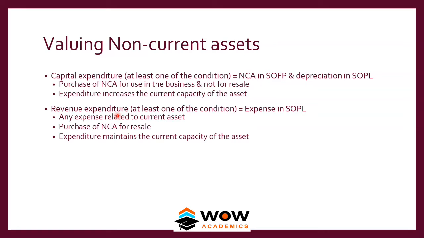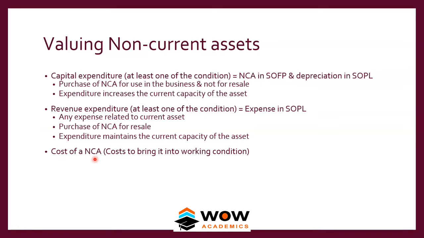Revenue expenditure. What is a revenue expenditure? Revenue expenditure is usually put as an expense in the SOPL. It includes any expenses related to current assets, purchase of non-current assets for resale, and expenditure that maintains the current capacity of the asset. So only if it increases the capacity is it a capital expenditure. If it maintains it, for example you have a bike and you are only painting it, that is the current capacity. But if you are replacing it with a new engine, and now three people can sit on that bike, that becomes an increase in capacity. So that's about capital expenditure and revenue expenditure.